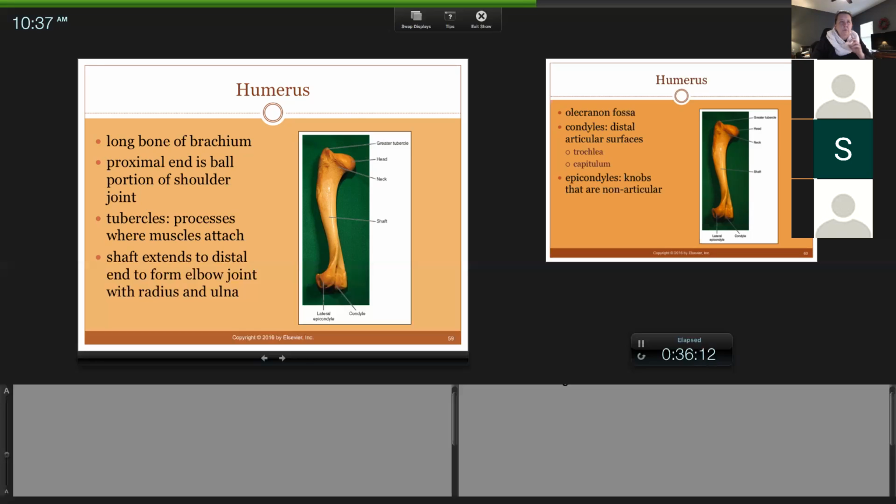I want everyone to understand the difference. This picture says lateral epicondyle and then condyle. The condyles are the bottom, which are the rollers. Epi means above. So epicondyle is literally where muscles are going to attach to allow it to move. But the condyles are always on the bottom. The epicondyles are above. So that's the difference between condyle and epicondyle.